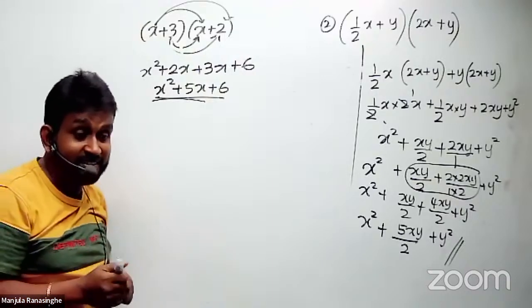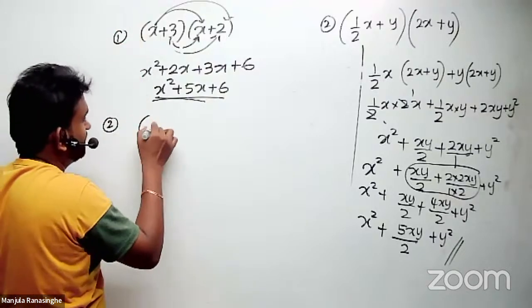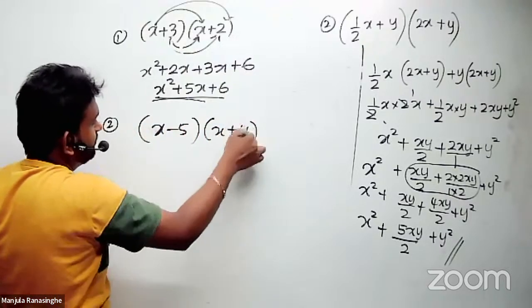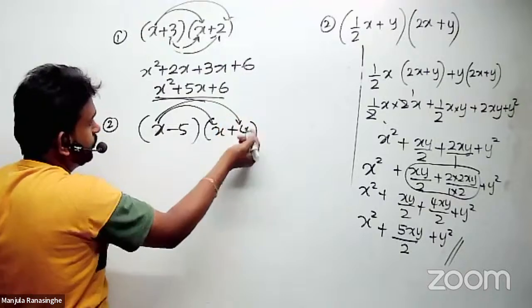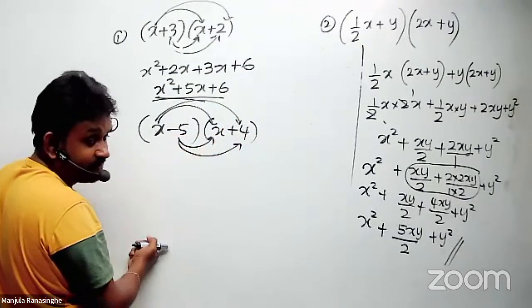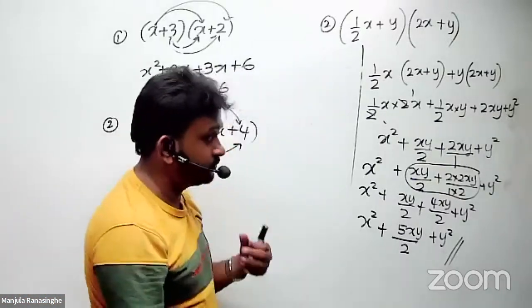Okay? Right. Then if we have something like x minus 5 into x plus 4, it's the same thing: x squared, plus 4x, minus 5x, minus 20, in that manner. Okay, fine.